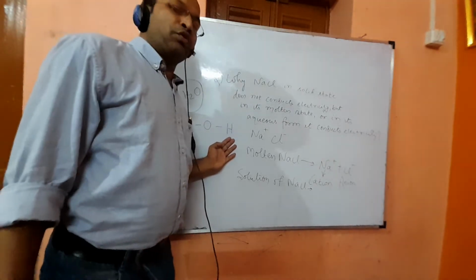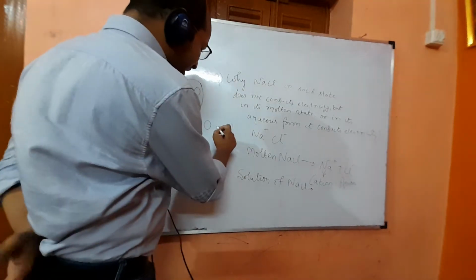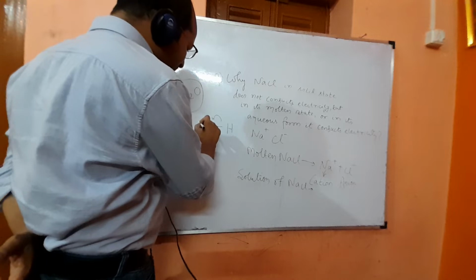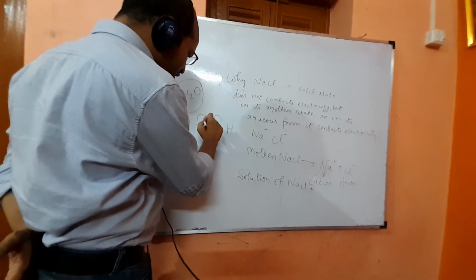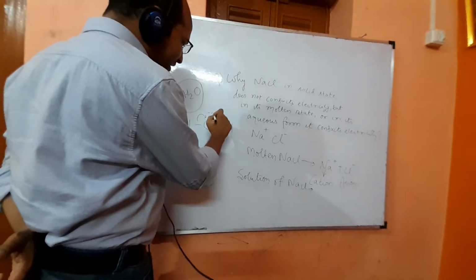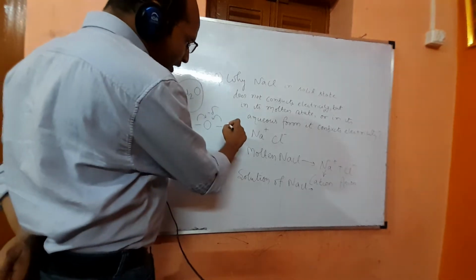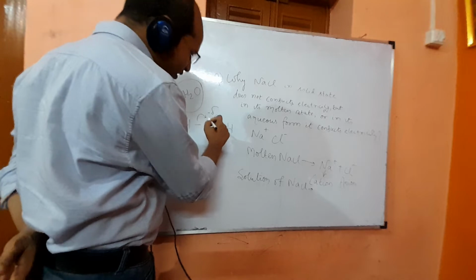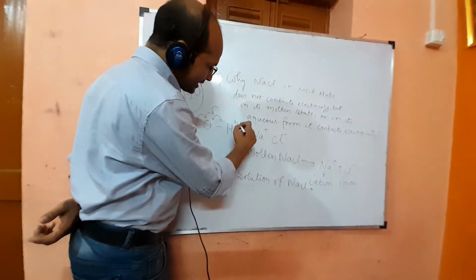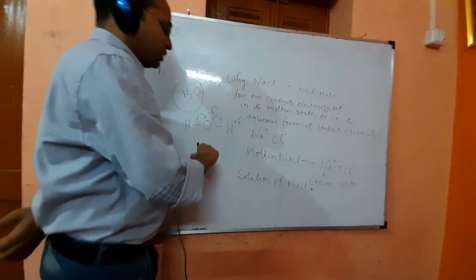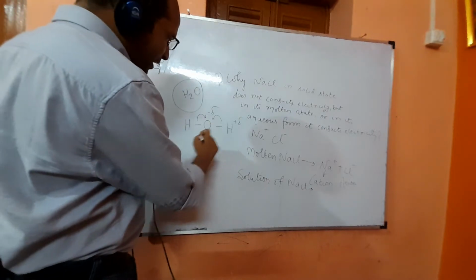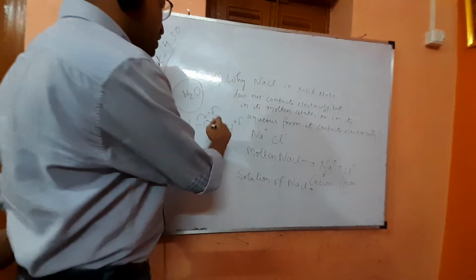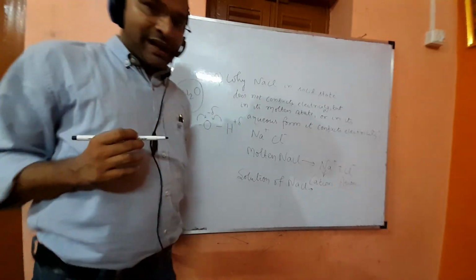As a result, what will happen? The shared pair of electrons will be shifted more towards oxygen, making it slightly negative, as the electron has been transferred more towards oxygen. So hydrogen will become slightly electropositive. The hydrogen has a slightly electropositive charge, while oxygen has a slightly electronegative charge.